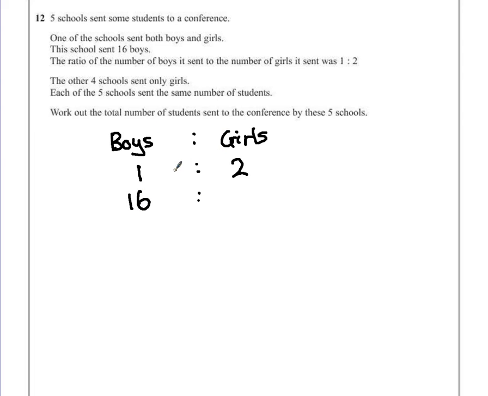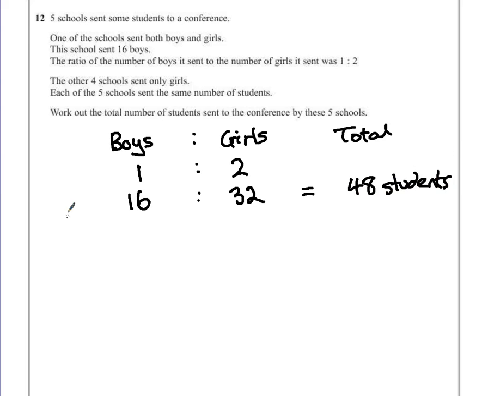Well, the thing we should notice is the fact that in a ratio of 1 to 2, the girls are twice as much as the boys. So if 16 boys were sent, that means there must be 32 girls, which gives us a total of 16 and 32, which is 48 students.